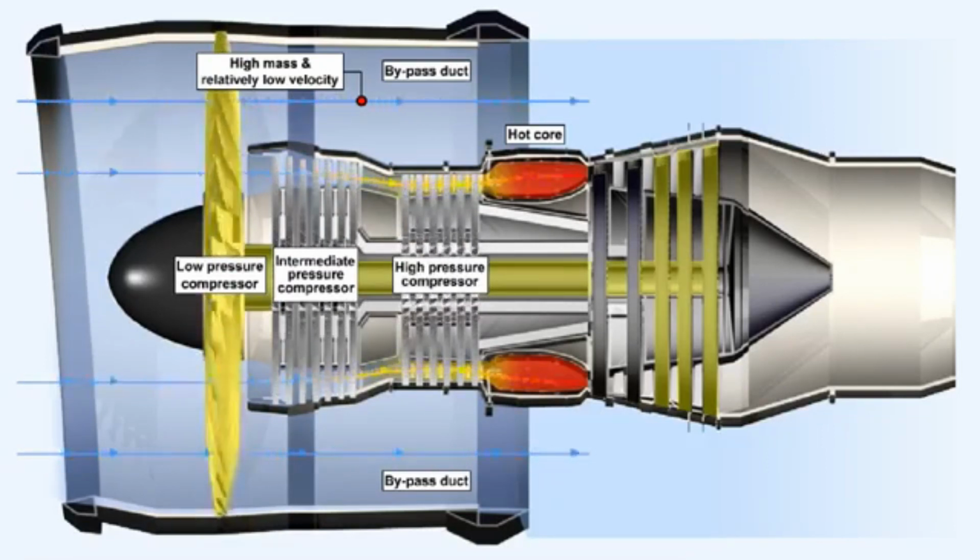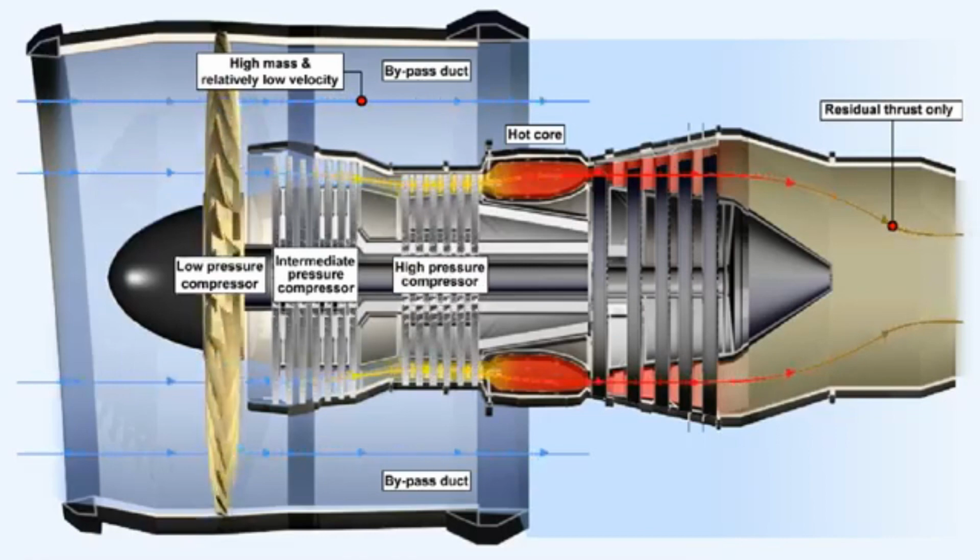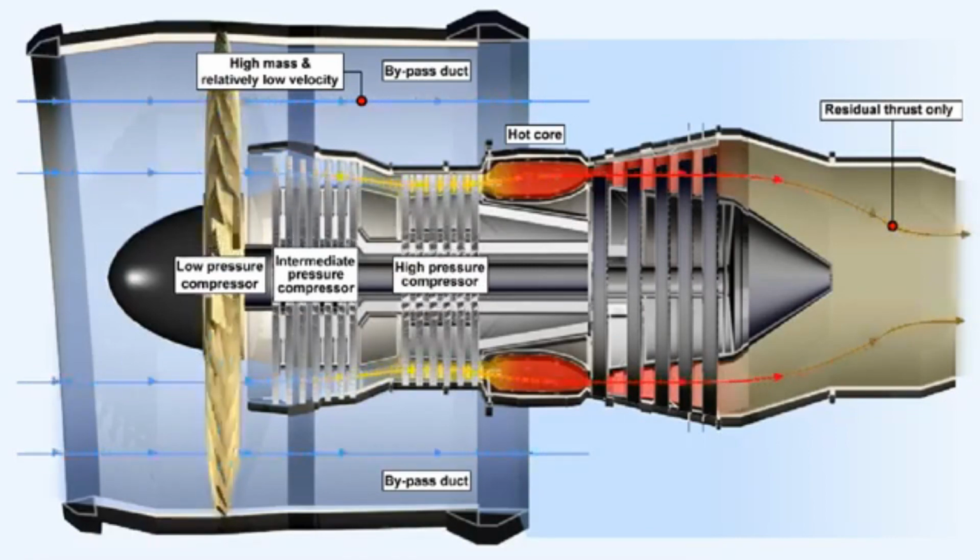In fact, it is the rearmost turbine, or the low-pressure turbine, which is responsible for driving the front fan by extracting virtually all of the energy that remains in the gas stream. If it's efficient in doing its job, then there should be only residual thrust remaining where the hot gases emerge from the turbine.